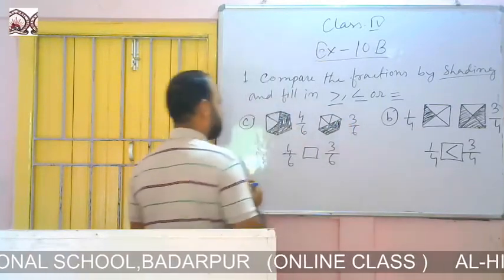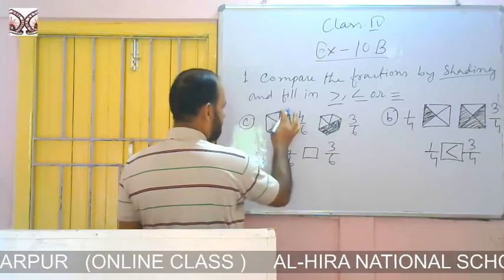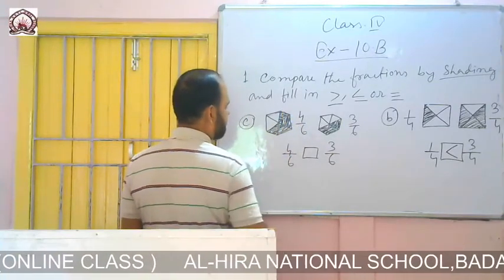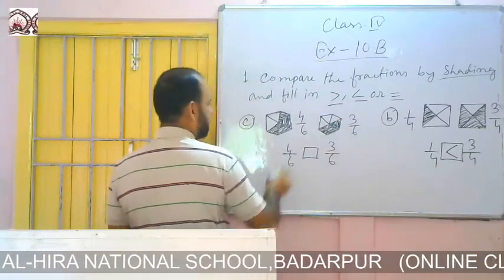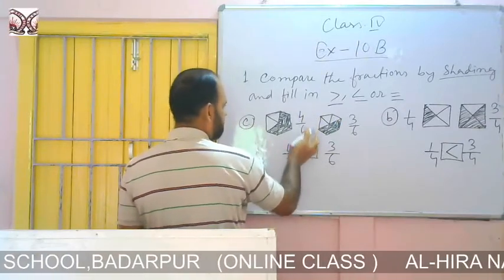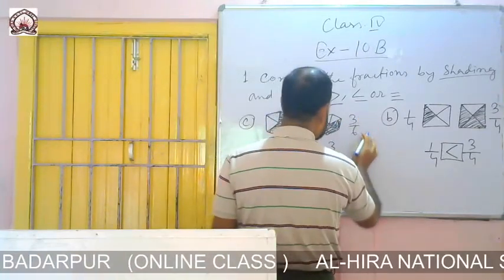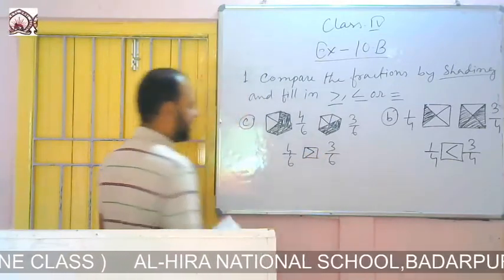So by looking at these two, we understand this. Here 1 2 3 4 parts are colored, and here 1 2 3 parts are colored. That means 4 by 6 is greater than 3 by 6.